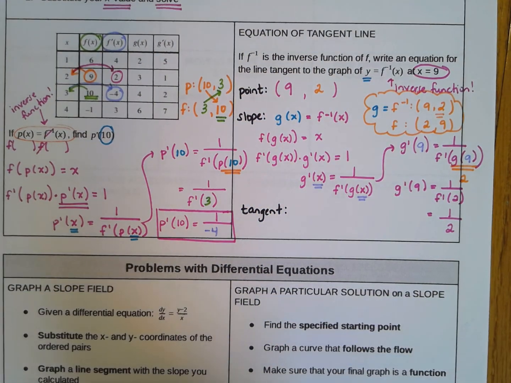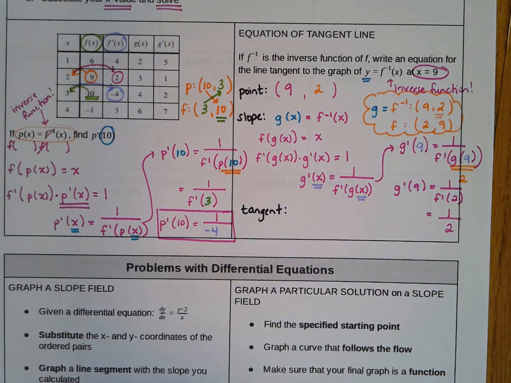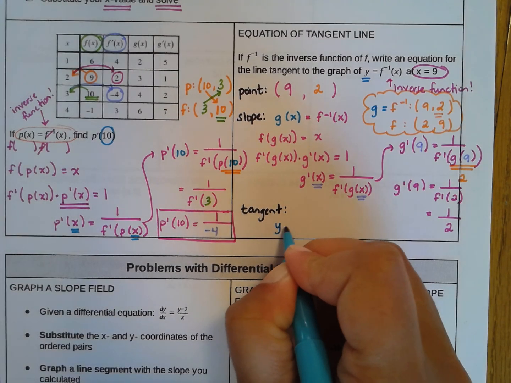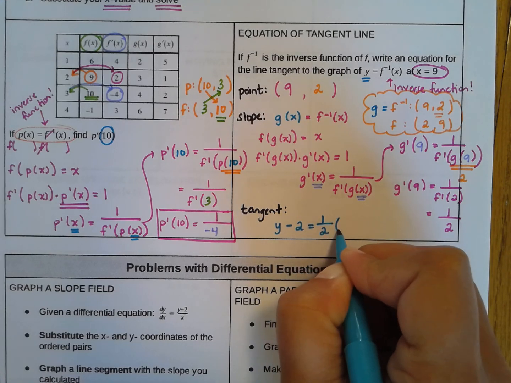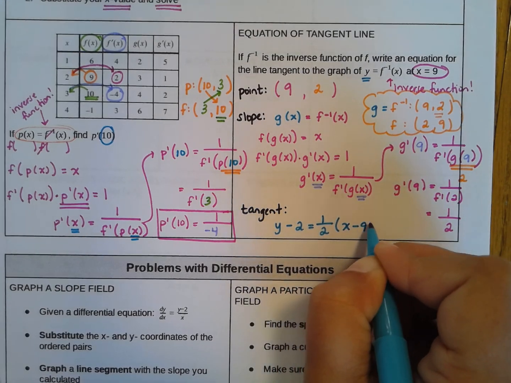So there's my slope. Finally, I'm going to write the equation of my tangent line. So my tangent line would just be y minus 2 equals my m, which is 1/2, times x minus 9.